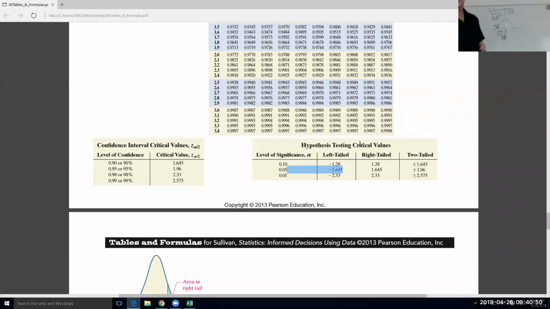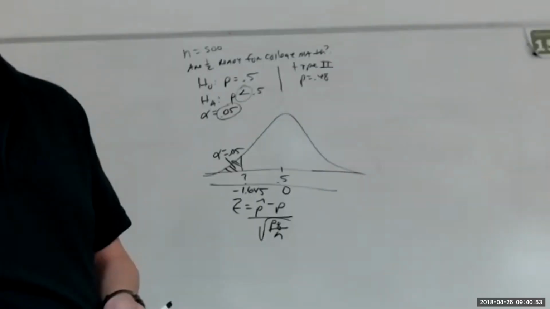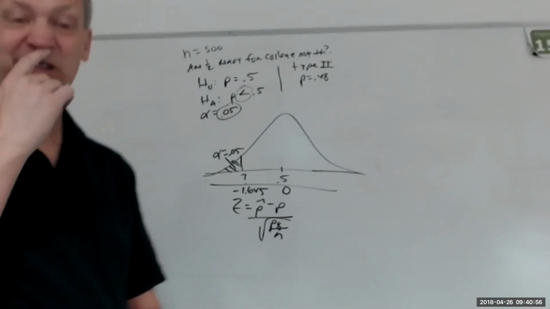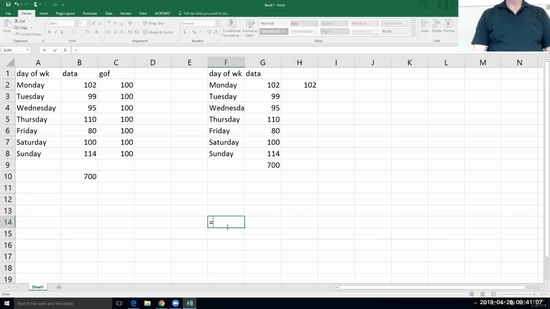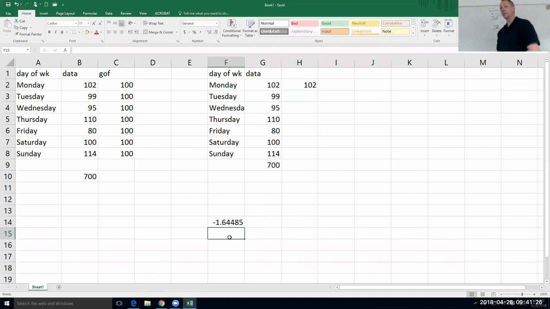Okay, so now how do I plug that back in? How did you find it on the computer? How do I find it on the computer? Equals NORM.S.INV, right? I don't think there's a Z inverse, is there? Oh, there's a Z test. I've never used that before. I don't know what that is. NORM.S.INV, probability 0.05. Yep, there it is.